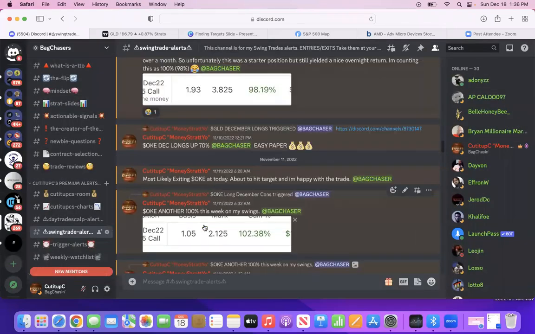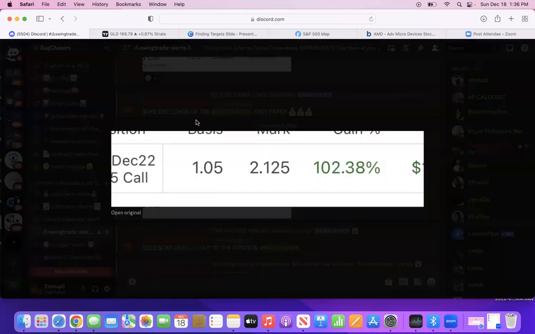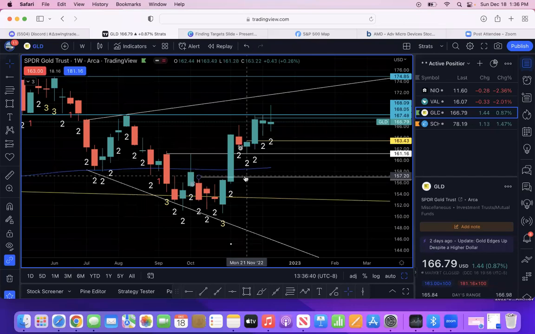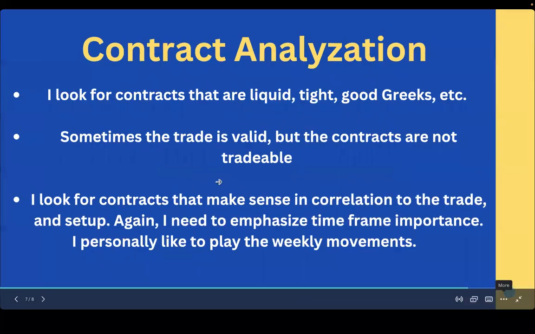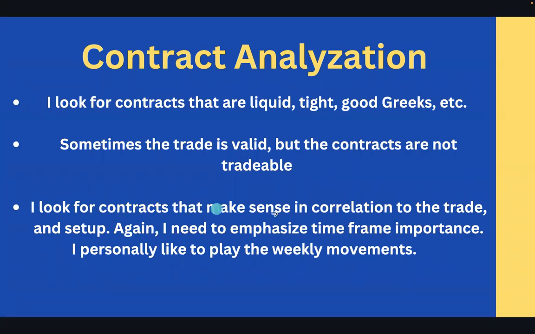But within 11/7, so within like 4 days, we hit 100% on this, right? And that's because we know where price is going to go. But we don't need to be taking unnecessary risk on our capital. All right, guys, that's why contract analysis and just knowing what to get is really key. That's why I said, I look for contracts that make sense in correlation to the trade and setup.